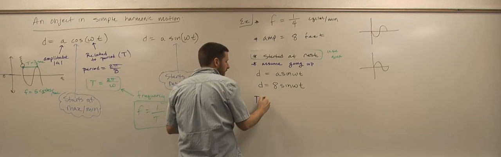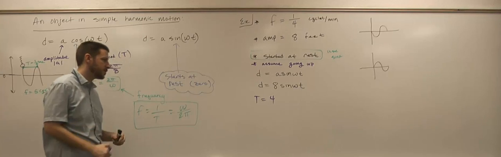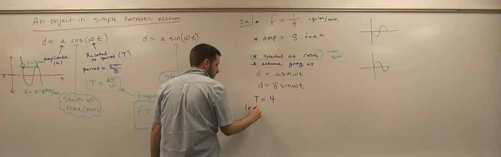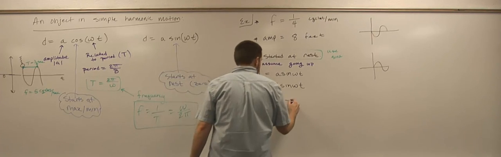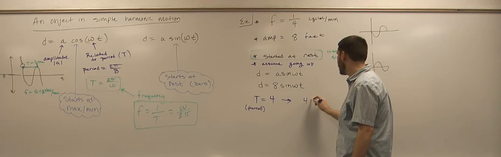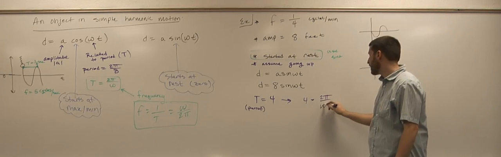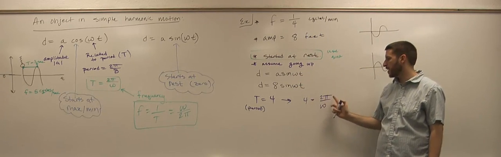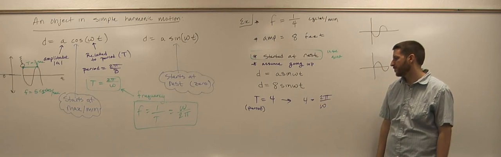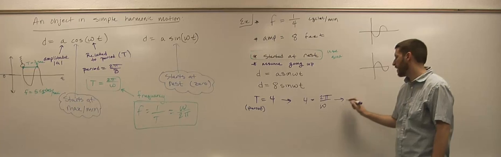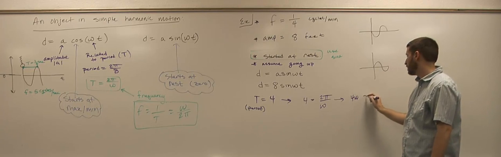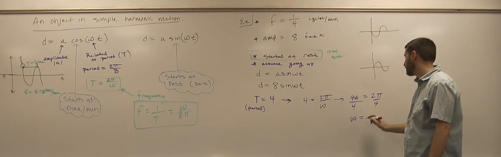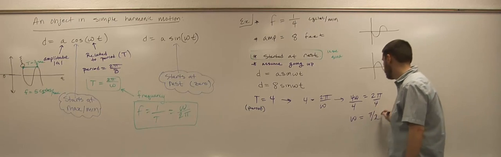Let's do it like this. T is equal to 4. The period is the reciprocal of the frequency. So the period is 4. Which means that 4 has to equal 2 pi over omega using my usual formula, right? The period is always 2 pi over b, but I call it omega. So when I multiply by omega and divide by 4, omega is equal to pi over 2.